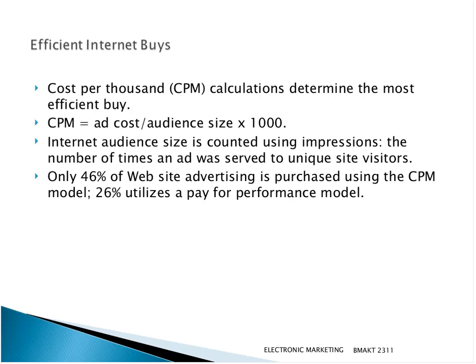Internet audience size is counted using impressions, the number of times an ad was served to a unique site visitor. Only 46% of website advertising is purchased using the CPM model. 26% utilize the pay-for-performance model. So you can see there are different techniques for you to come up with the most efficient way to spend on your online advertisement and get the maximum number of customers possible online.